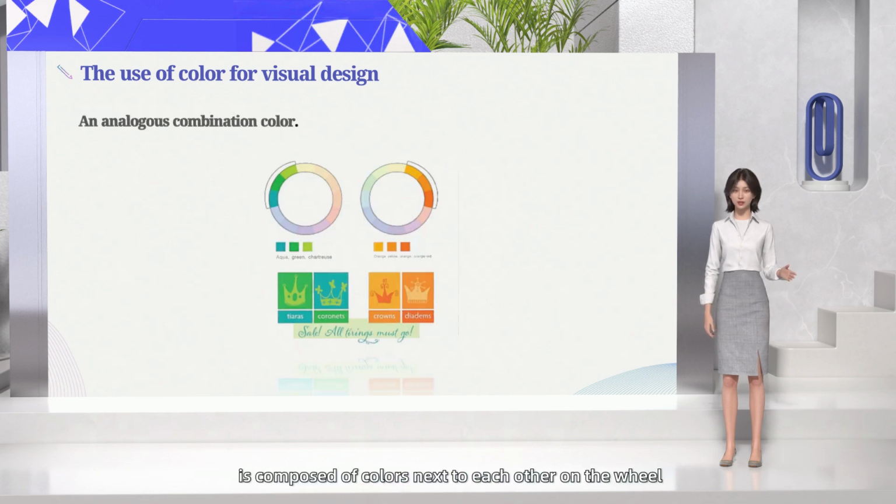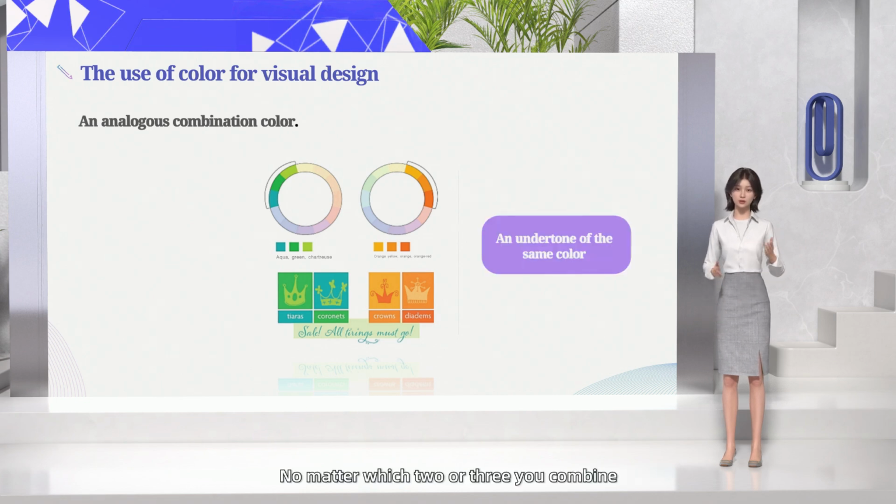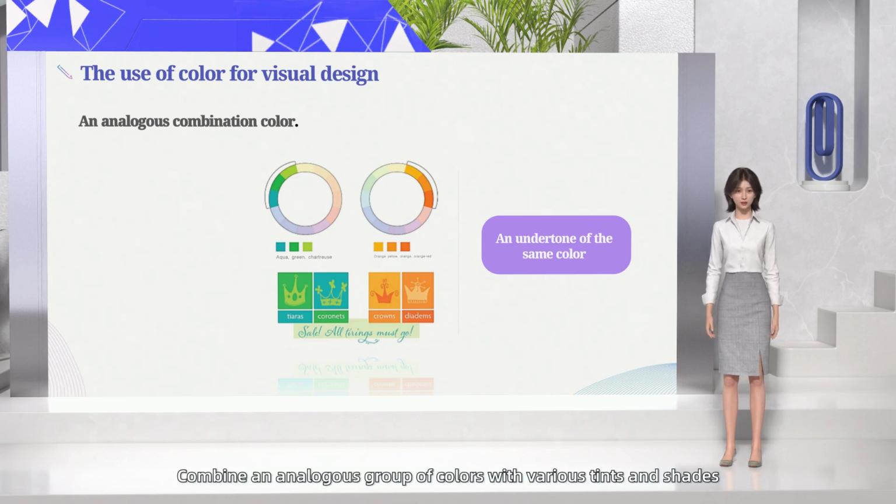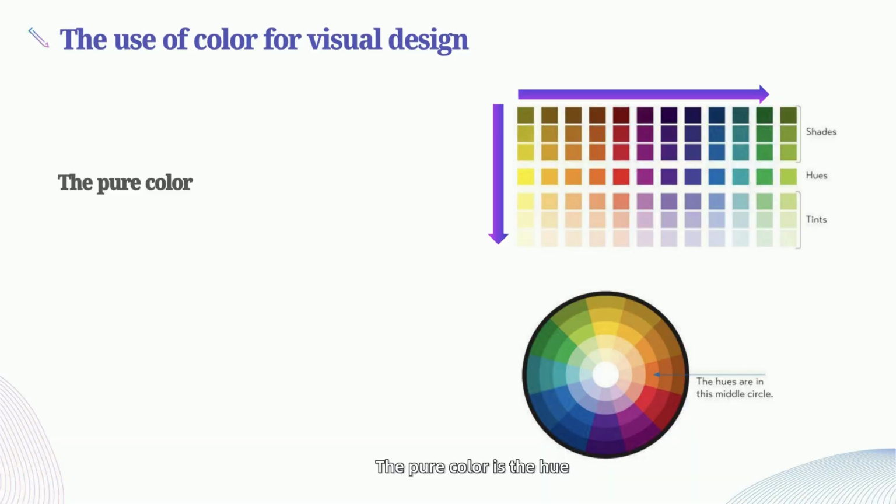An analogous combination is composed of colors next to each other on the wheel. No matter which 2 or 3 you combine, they all share an undertone of the same color, creating a harmonious combination. Combine an analogous group of colors with various tints and shades, such as aqua, green, lime green, yellow-orange, orange, orange-red, etc. The pure color is the hue.